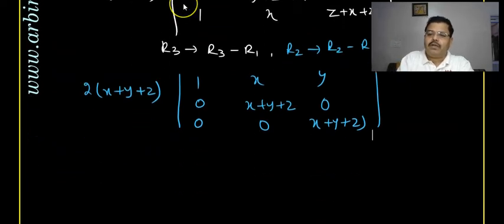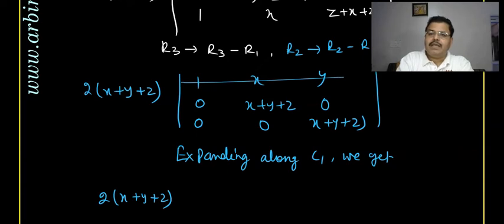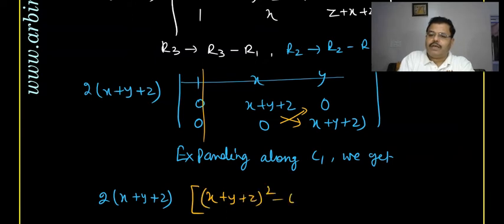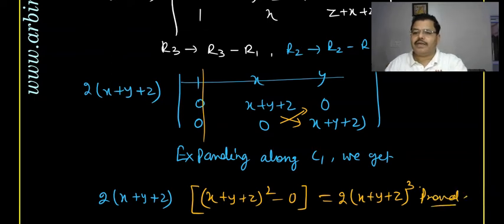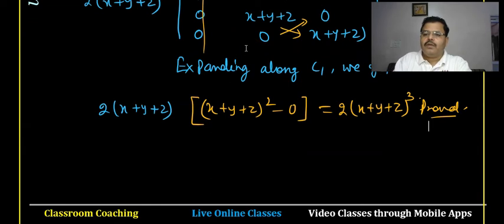Now, expanding along C1, we get 2 times of x plus y plus z into, if you expand along this, then that will be cancelled, and this will also be cancelled. So what will happen? This multiplied with this minus this. So that will be x plus y plus z whole square minus 0 into 0. And that will be 2 times of x plus y plus z, and this is what we need to find out. So basically we can prove like this. I hope you got it. Isn't it? 2 times of x plus y plus z whole cube, that is the proof of this.